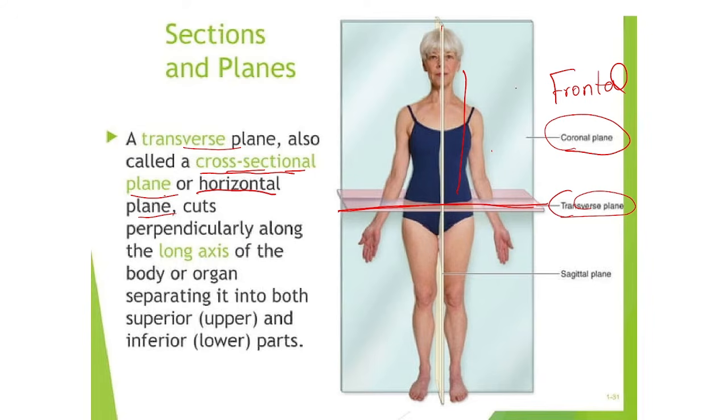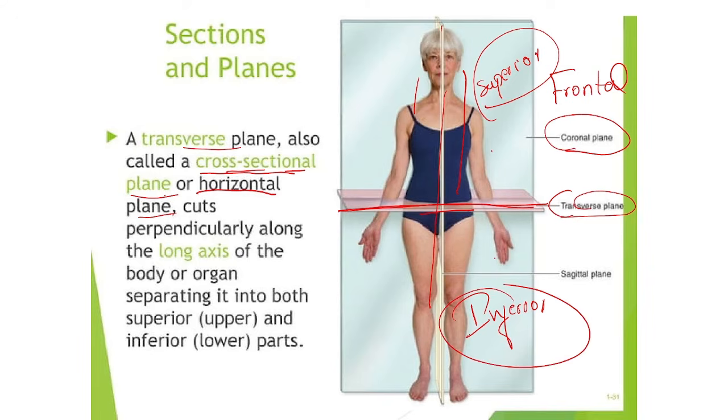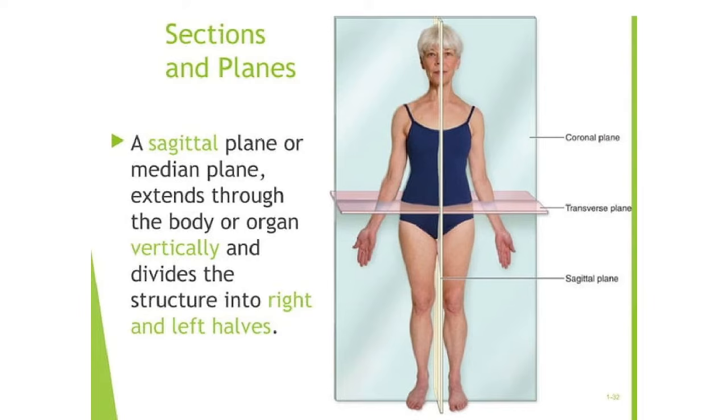This part is known as superior. Superior means it is located in the upper portion. The part lower than this plane is known as inferior. The lower part means inferior, the upper part means superior. Anterior means front side, posterior means back side, superior means upper portion, inferior means lower portion. You understood? Next one, the sagittal plane.